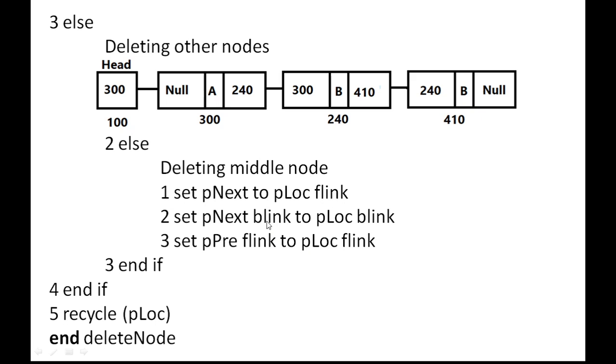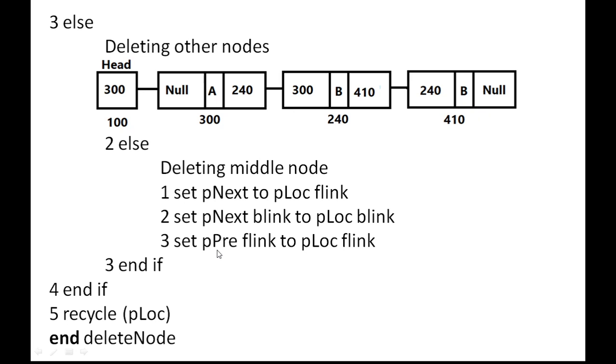Then p next of b link to p location of b link, which means this 240 is going to be overwritten by 300. How does 300 come here? Because of this statement. P next of b link to p location of b link. P location is the node which we are trying to delete. P next is the node that is successor of that particular node. So this statement will make the 240 be replaced by 300.